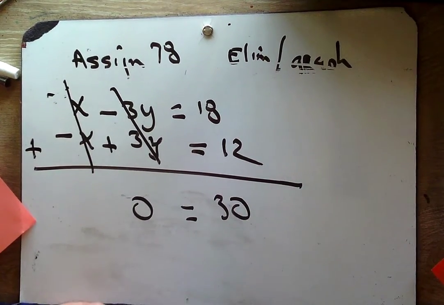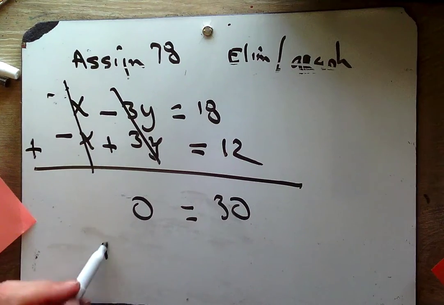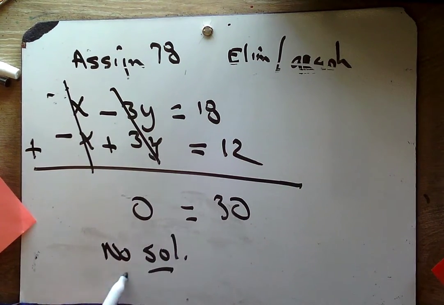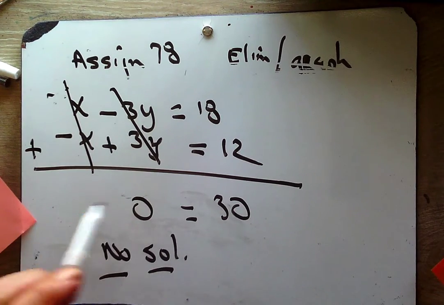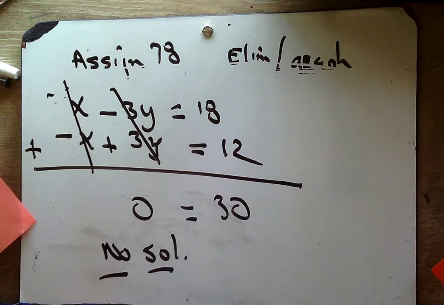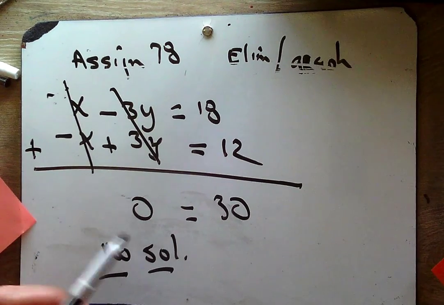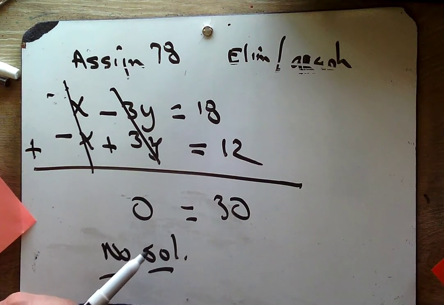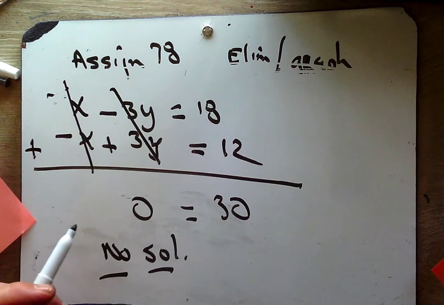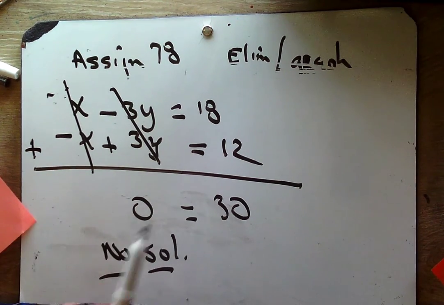0 equals 30. What does that mean? Correct. This is no solution. These lines never intersect, which means these lines are parallel. Because parallel lines won't intersect. All my other lines will intersect someplace at some time. Unless, of course, the lines sit on top of each other.